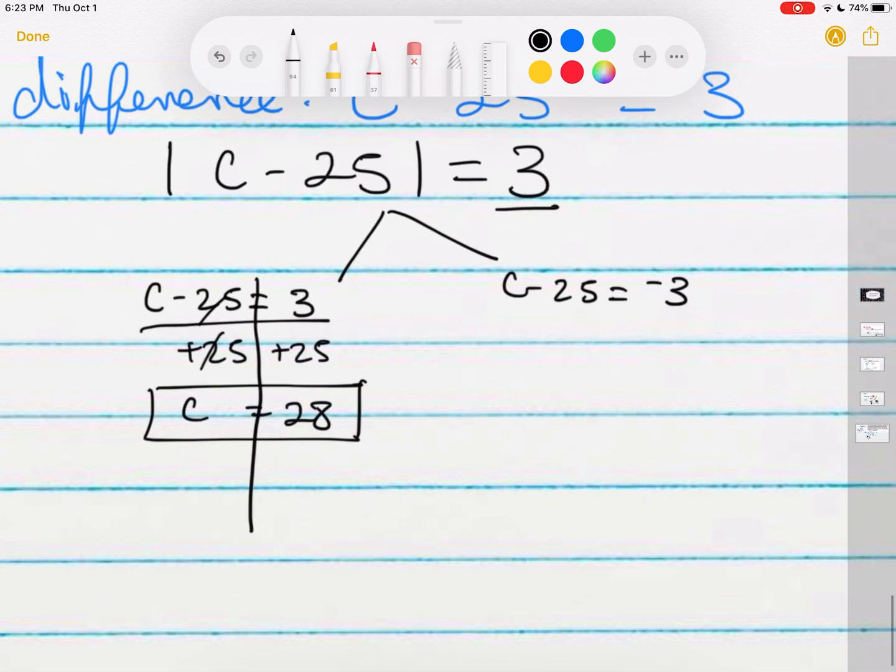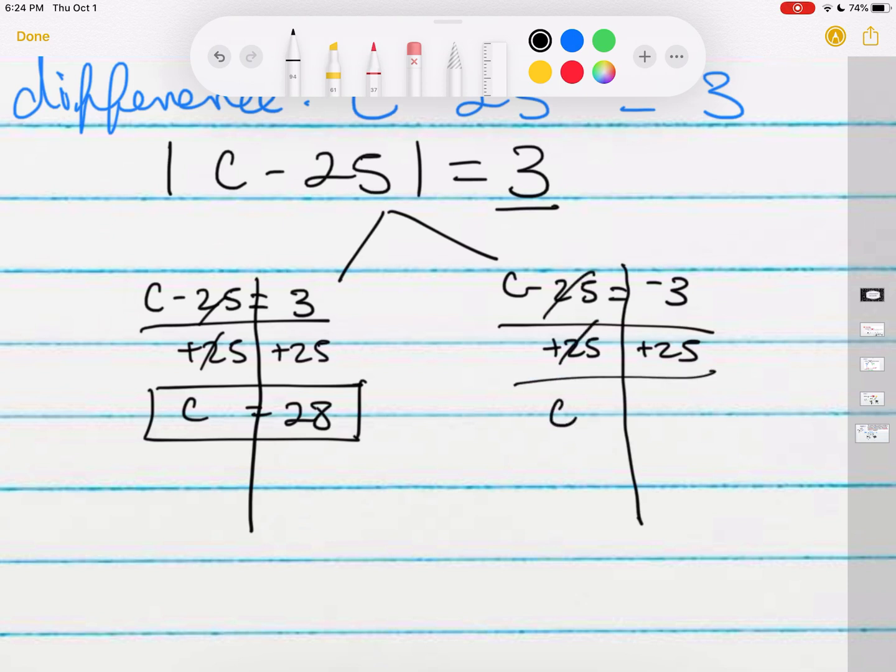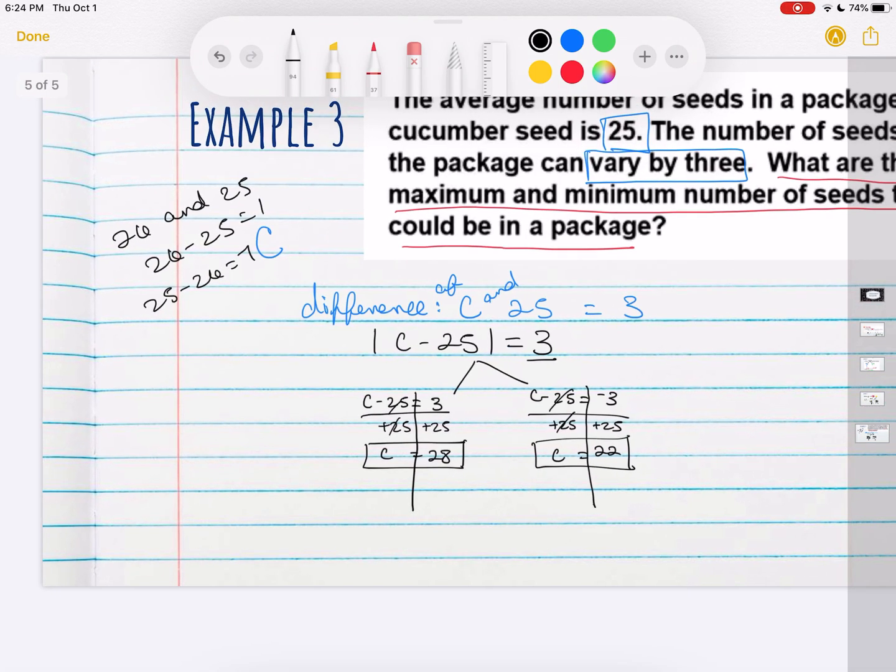And on my right, I'm going to make my t-chart. How do I get rid of that minus 25? Again, I'm going to add 25 to both sides. So on my left, I'm left with C. On my right, well, -3 plus 25 is 22. So let's go and answer my equation.